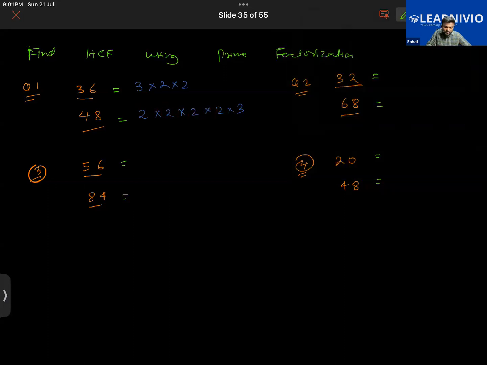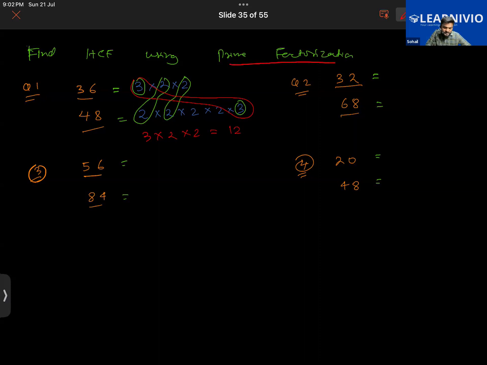Now find out the common factor. So 3 is a common factor. 2 is a common factor. And once again 2 is a common factor. So thereby the answer would be, circle this one also. The answer would be 3 times 2 times 2. That is 12. That is the HCF of the two numbers, which you have found out using the prime factorization method.